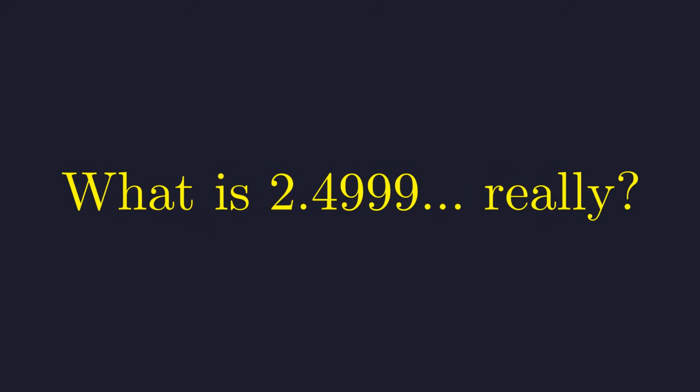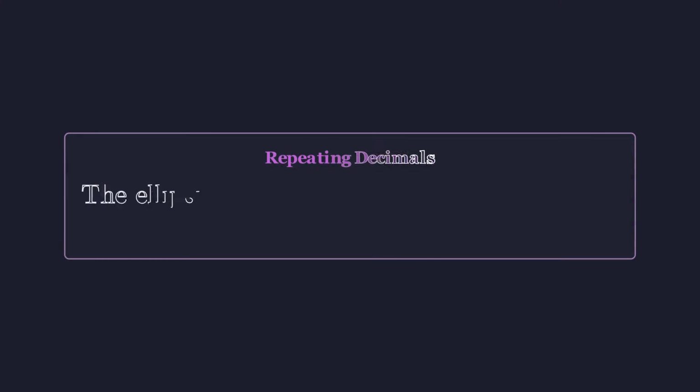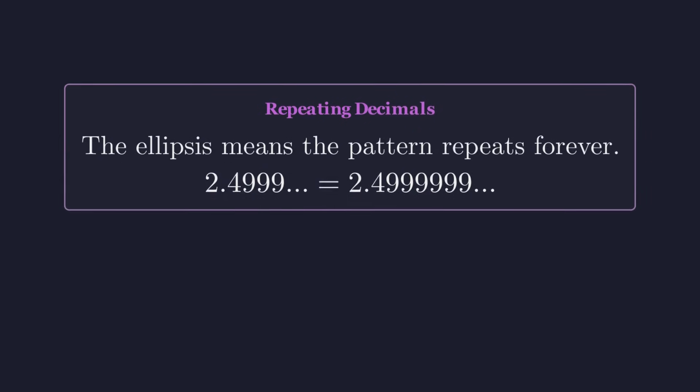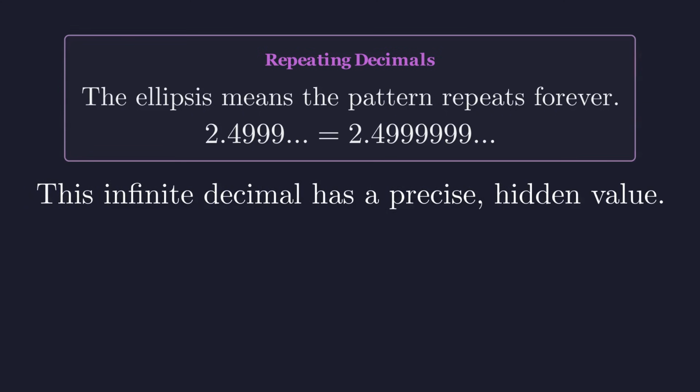So before we can round this number, we need to figure out exactly what number we're even dealing with. The 3 dots, called an ellipsis, mean the 9 repeats infinitely. So our number is 2.49999, continuing forever. And here's the thing. This infinite decimal actually has a precise hidden value. We can uncover it with a classic algebraic technique.